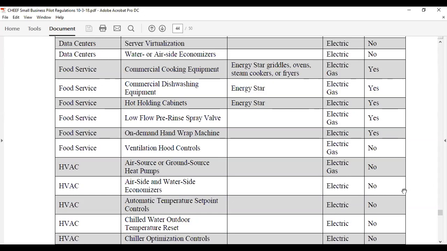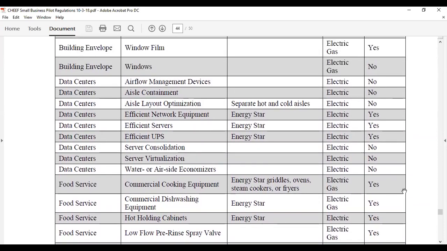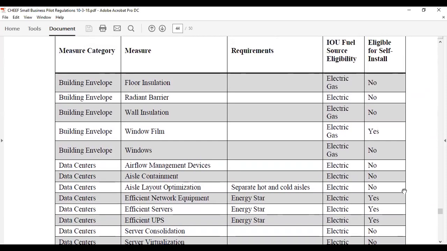The electric or gas column, second from the right, indicates if that measure is eligible for electric IOU service or gas IOU service. And then finally, the last column on the right is the self-install measure. So this indicates whether or not the measure can be self-installed without the use of a participating contractor. And again, the criteria that we presented earlier talks about how we determine whether or not a measure could be eligible for self-install. And that's chiefly whether or not it can be legally and safely installed without a license, and if the installation by a non-professional is unlikely to affect the performance of the equipment.